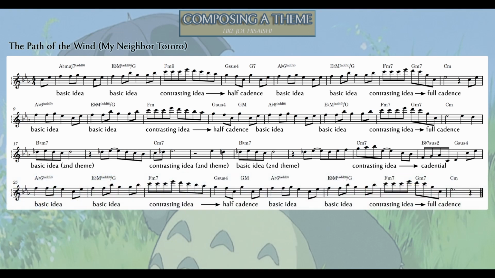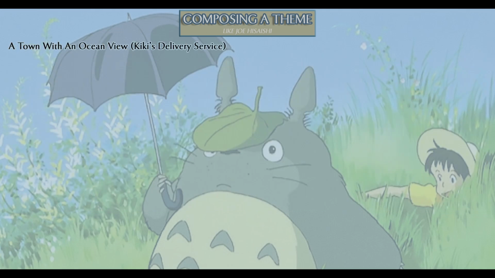Then the last 8 measures of the theme bring back the primary motivic idea with the same exact structure as before. One of the main themes from Kiki's Delivery Service has basically the exact same structure, 32 measures built from the same AABA form as the Totoro theme.